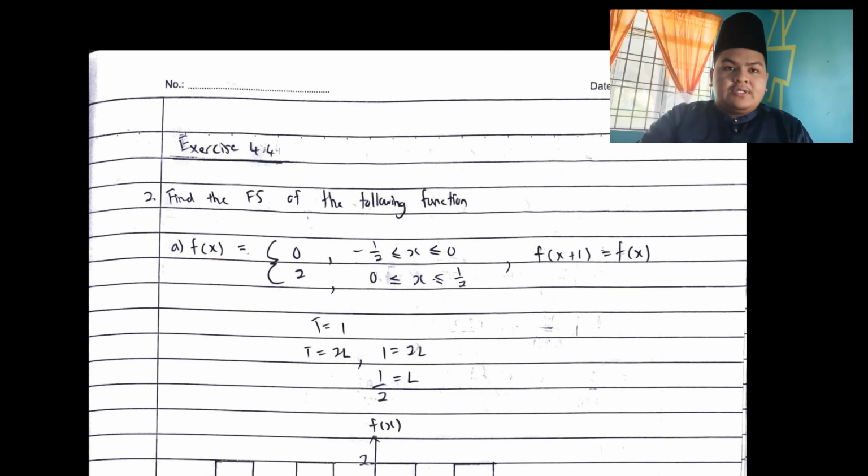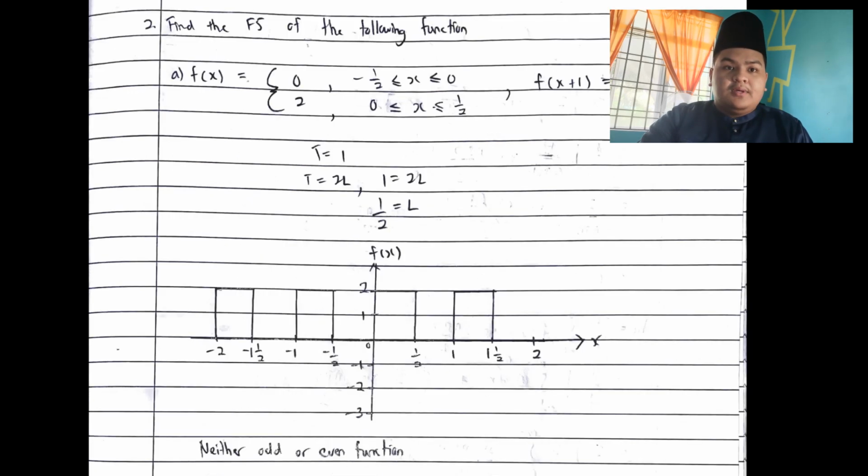And then we have to sketch the graph based on the range given on the piecewise function. From the range of -1/2 until 0, we have 0 amplitude on the f(x) axis, and from the range of 0 until 1/2, we have the amplitude of 2. After being observed, this graph is neither an odd nor an even function, because it is not symmetrical about the f(x) axis, and also not symmetrical about the origin.